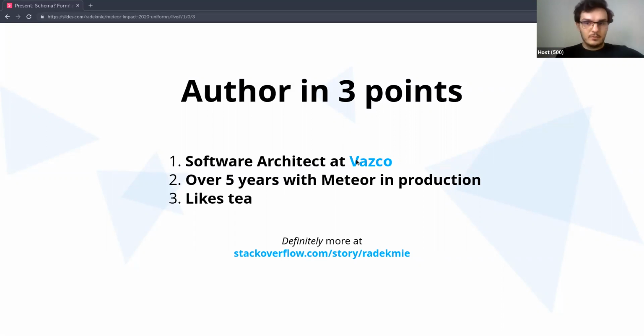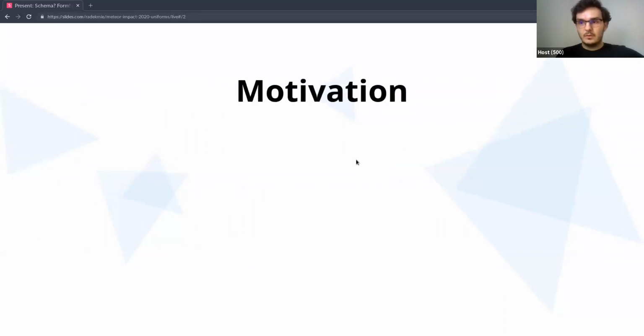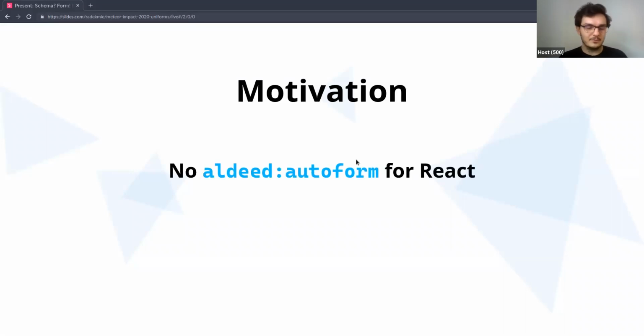Okay, so let's move on to uniforms. The first question I'd like to answer is why we actually built uniforms. Many software companies make software libraries because they need them, but there's always a deeper reason. In our case, uniforms exist because there was no autoform from Aldit for React.